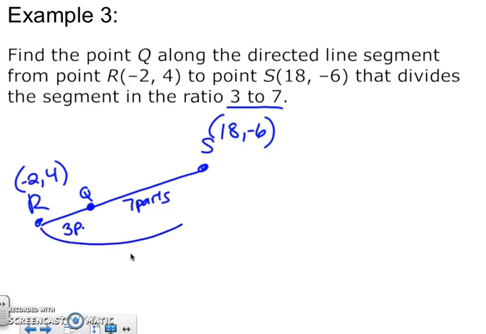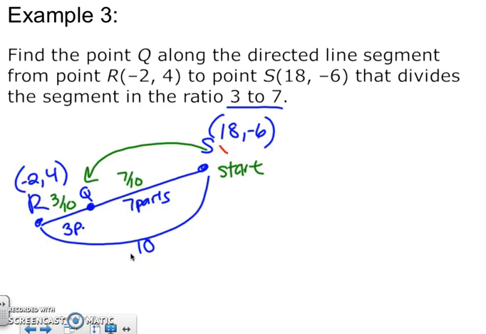So first off, I need to find the fraction. So I know 7 plus 3 is 10, so this fraction will be 3/10. And then this fraction will be 7/10. Okay? So now I'm actually going to start over here. I'm going to make this my starting point. And I'm going to go from S to Q. And I'm going to show you a little bit different way to look at this problem.